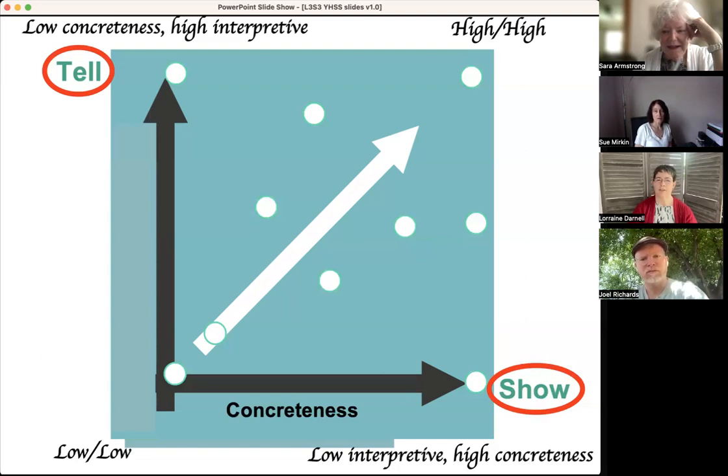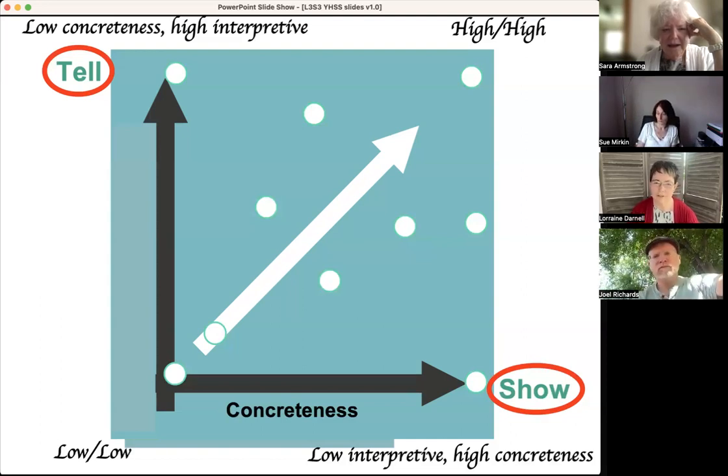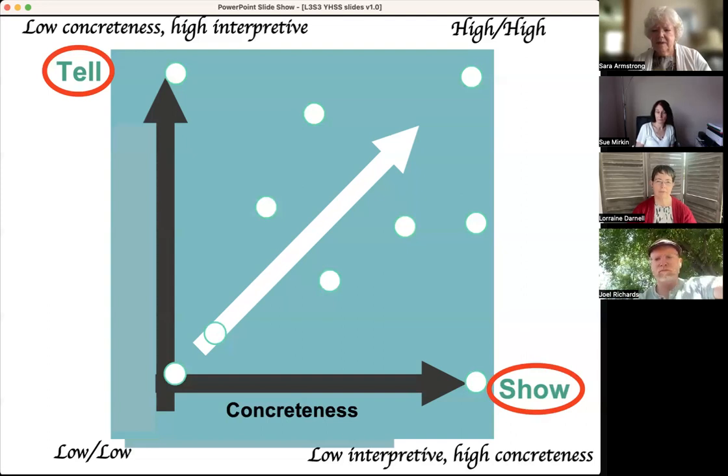So we have high concreteness because of the sand beneath her feet. We also have high interpretation because we know that she loved it. It tells us she loved it. So it's going to be high and high. So it's going to be this upper right corner. Okay. Somebody else. Grappling with this is exactly the way to learn it.